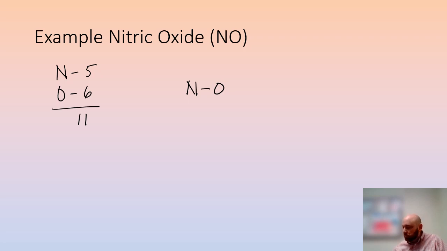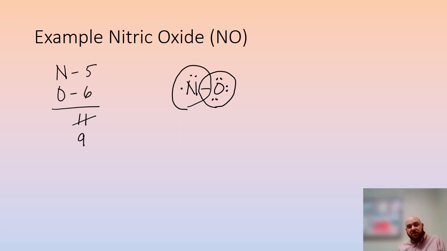Then we will note that we have used up 2 of our electrons, meaning we have 9 left to place around each atom. I'm going to place 6 around the oxygen atom, leaving 3 to be placed around the nitrogen atom. So now we can see that we have nitrogen with 2, 4, 5 electrons, and oxygen has satisfied its octet with 8 electrons.